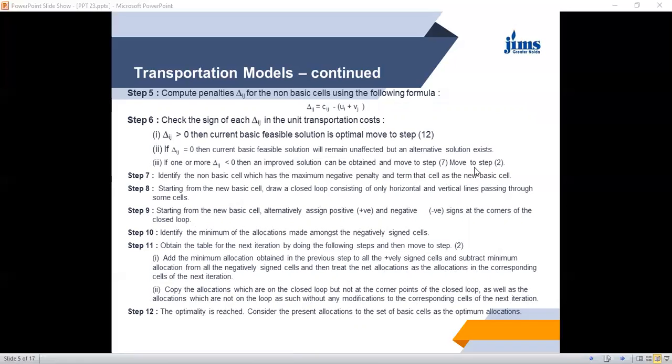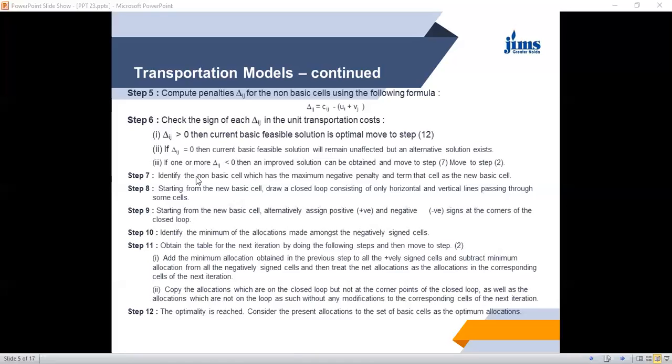Okay. So what is step 7? Identify the non-basic cell which has the maximum negative penalty, and term that cell as the new basic cell. Obviously, where the penalty is maximum negative means where there is likely to be the most advantageous position. So we consider that as the new basic cell. Starting from that new basic cell, we draw a closed loop consisting of only horizontal and vertical lines passing through some occupied cells.